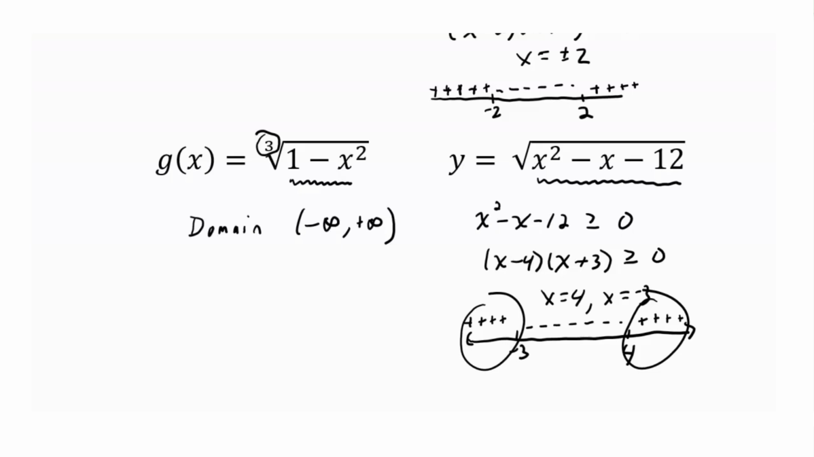So in interval notation, our domain would be from -infinity to -3. I'm going to include -3 because it can equal 0. Union 4 to +infinity. Okay? All right, so in our next video, we're going to combine both of them, radical and rational functions.